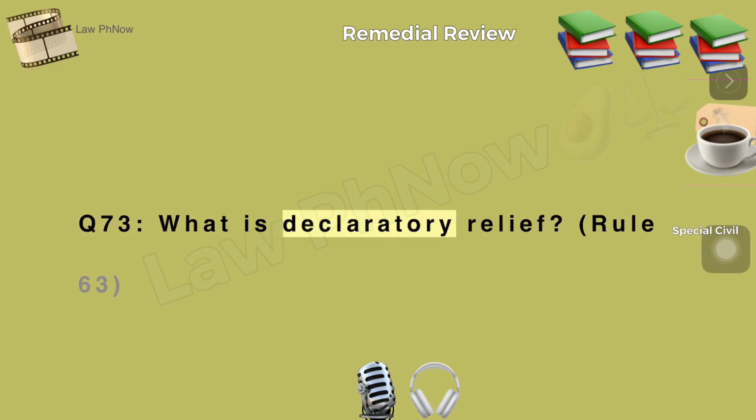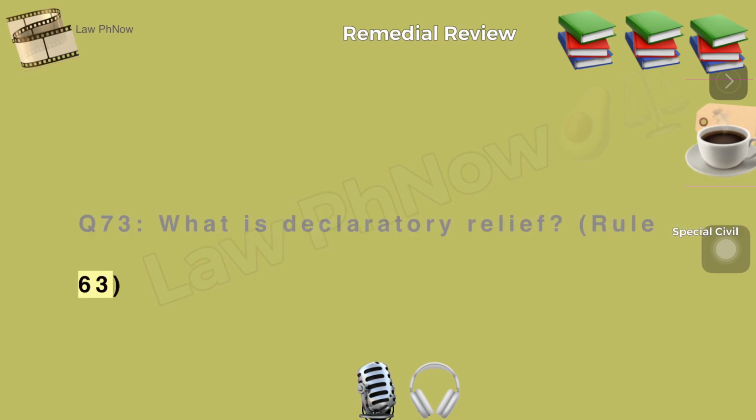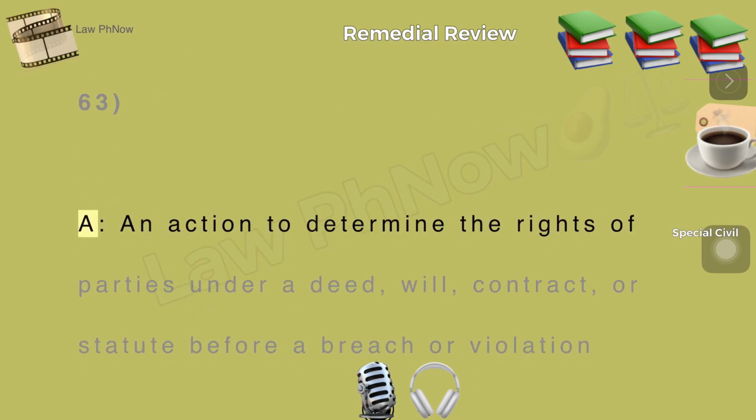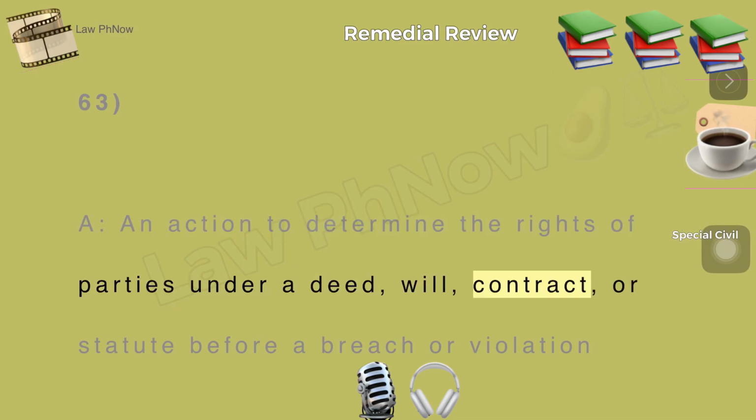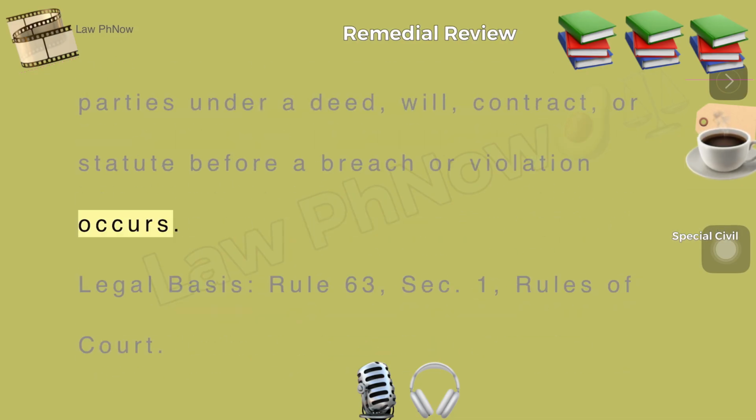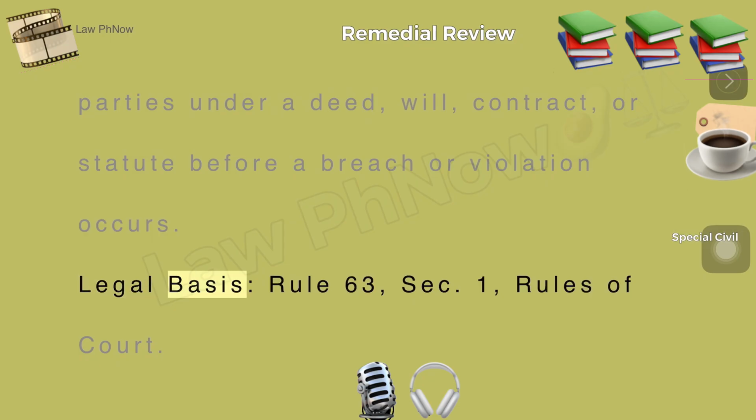Q73. What is declaratory relief? Rule 63. A. An action to determine the rights of parties under a deed, will, contract, or statute before a breach or violation occurs. Legal basis, Rule 63, Section 1, Rules of Court.